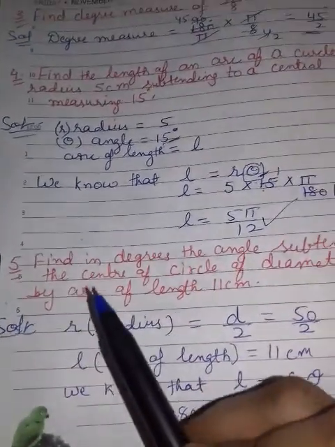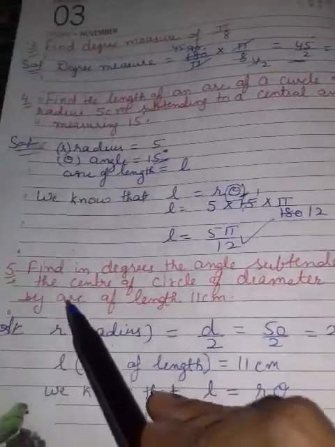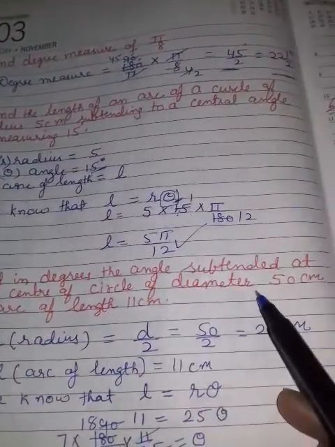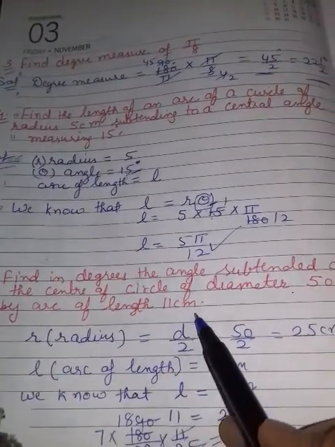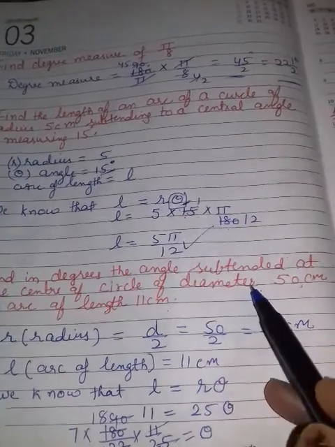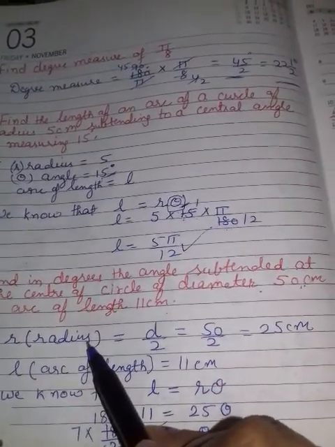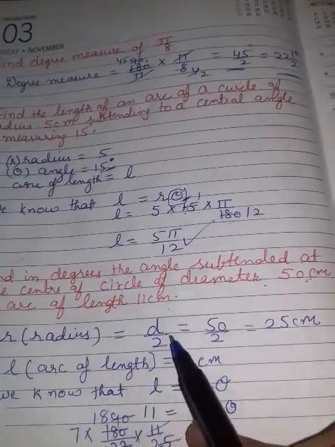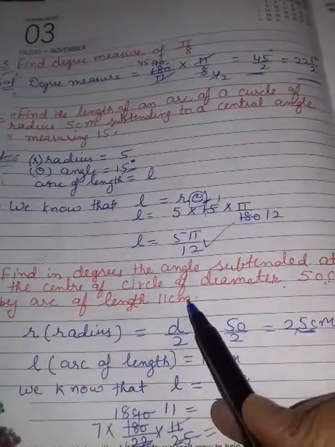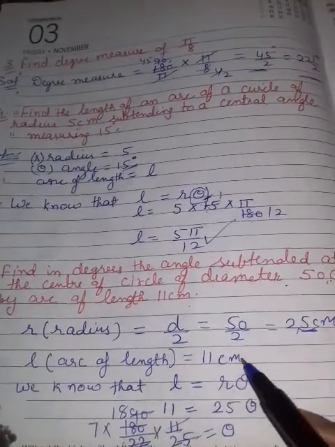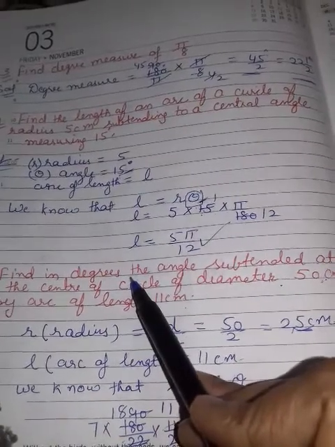Clear? Next is find in degree the angle subtended at the center of a circle of diameter 50 cm by an arc of length 11 cm. See, diameter is given to you, 50. Firstly you will find radius. Radius is equal to diameter by 2, means 25. Arc length is given to you, means L is given, 11. We know that you have to find the angle in degree.